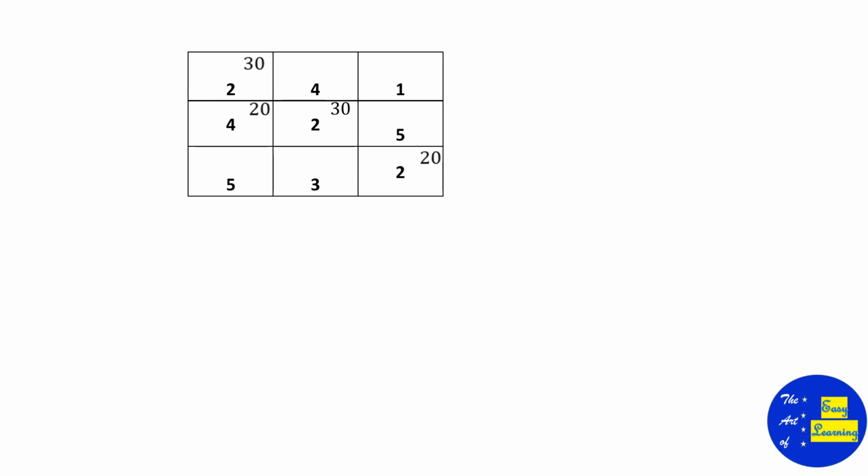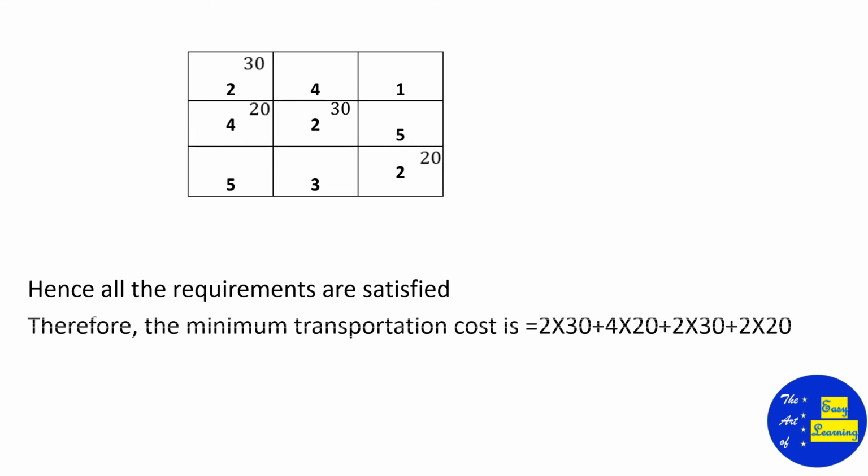The final table is given by this. We have allocated all the requirements. We have allocated the maximum possible amounts to the least cost values. So the minimum transportation cost is given by 2 into 30 plus 4 into 20 plus 2 into 30 plus 2 into 20, that is 240. So this is the minimum transportation cost using the VAM method.